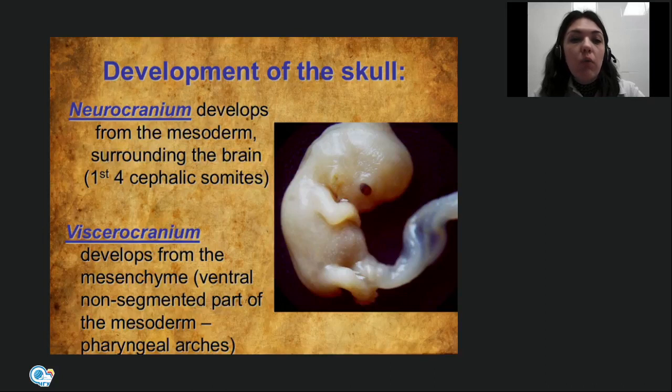So development of bones of neurocranium and viscerocranium is different. Bones of neurocranium develop from mesoderm surrounding the brain. These are the first 4 cephalic somites. And bones of viscerocranium develop from mesenchyme, which is a ventral, non-segmented part of the mesoderm. So they develop from pharyngeal arches.